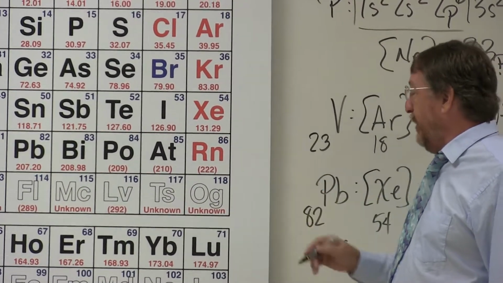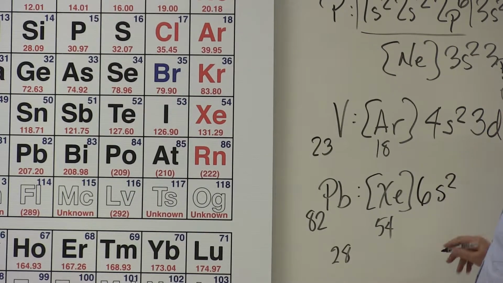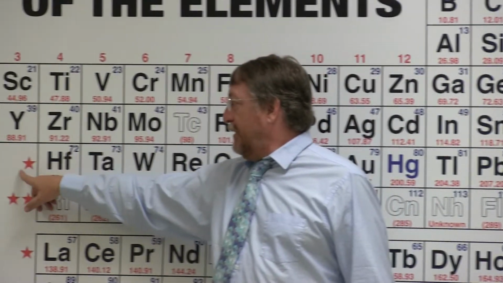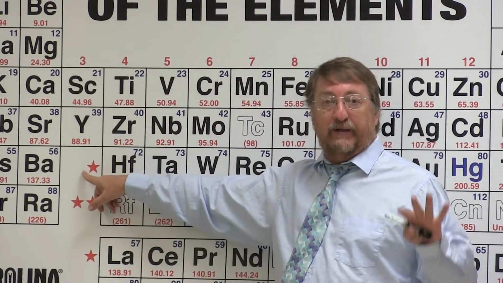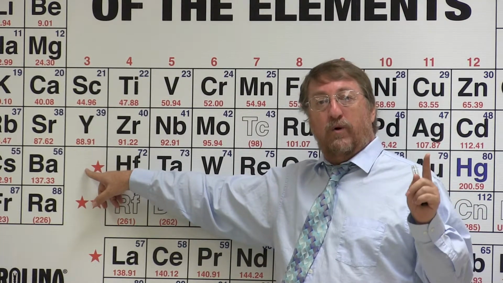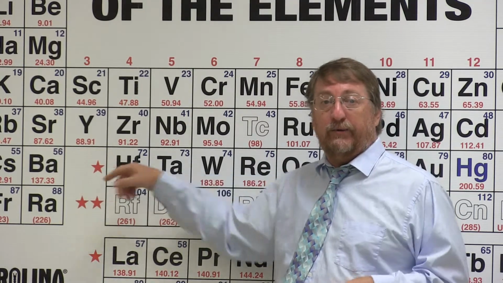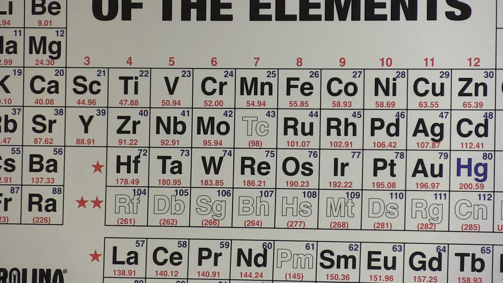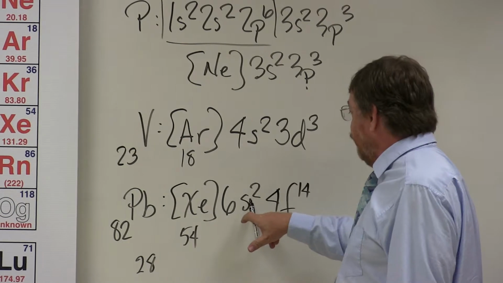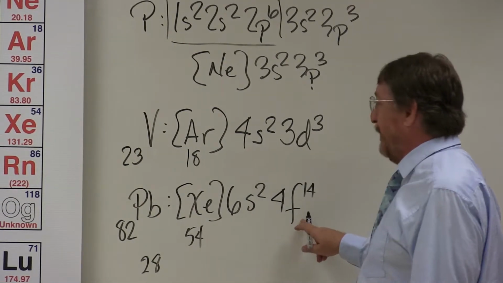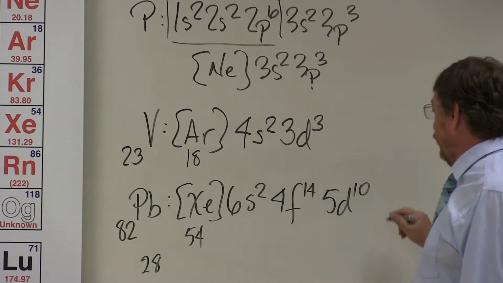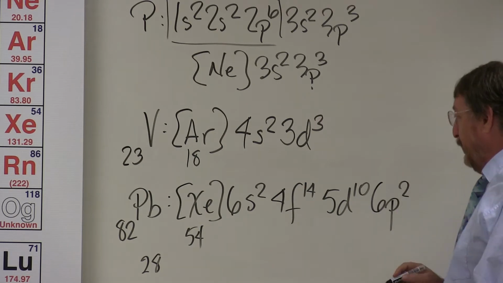Lead's on the 6th row of the periodic table, so I'm going to start with the 6s. After the 6s, we can see here, this is where our F begins. The first F is in the 4th energy level. Okay, n equals 4, l could be 0, 1, 2, or 3. We know l equals 3 is the F. So we have a 4f here. F has 14 electrons because there's 7 orbitals. 4f14. That gives me 16 of the 28 electrons. After the 4f comes the 5d. 5d10. That's 26 of those electrons, 6p2.